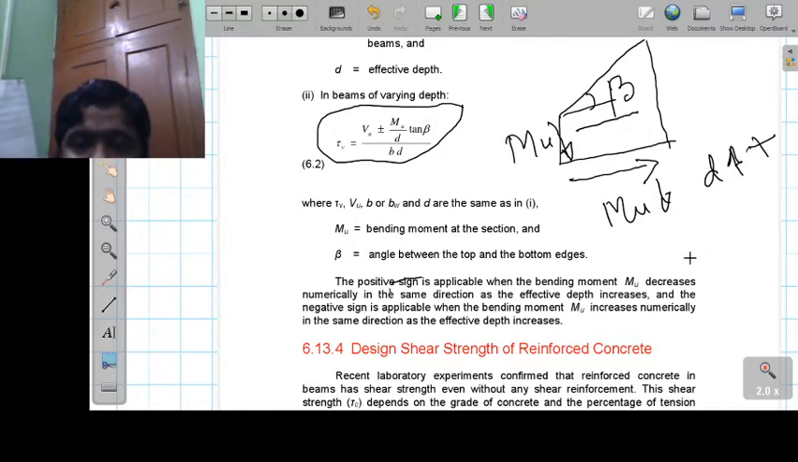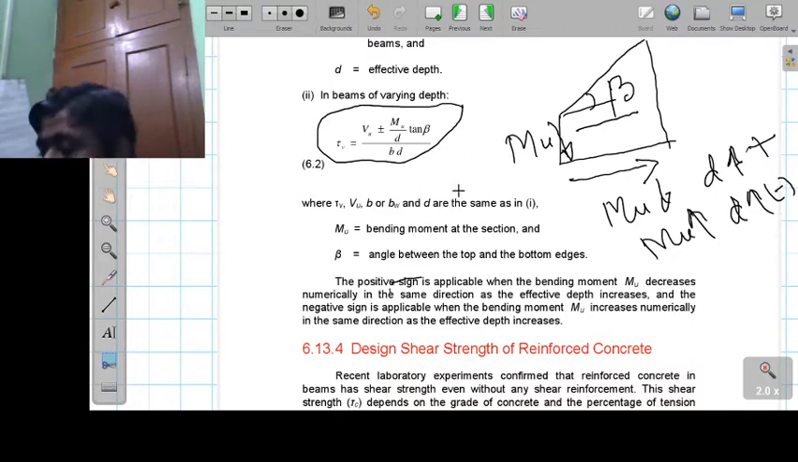Fine. In the other case, when the bending moment increases and effective depth also increases, then we will take negative sign. So remember it: when bending moment decreases but depth increases, we will take positive sign, and when bending moment increases as well as depth increases in the same direction, then we will take the negative sign. So this is how the plus minus sign works for a varying depth. For this type of sections we have to consider this.